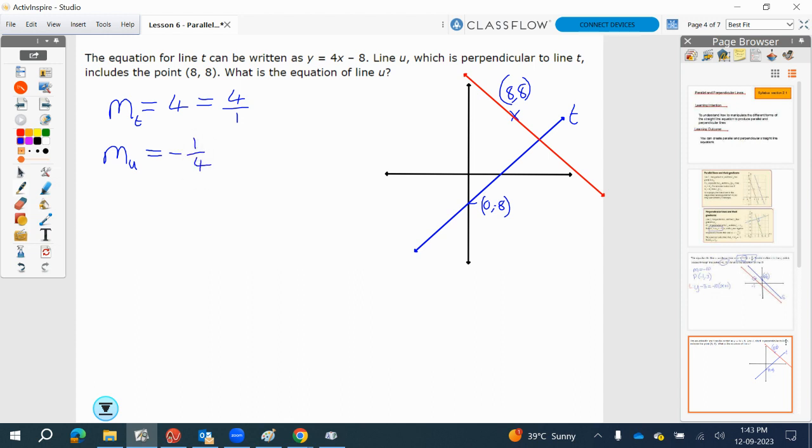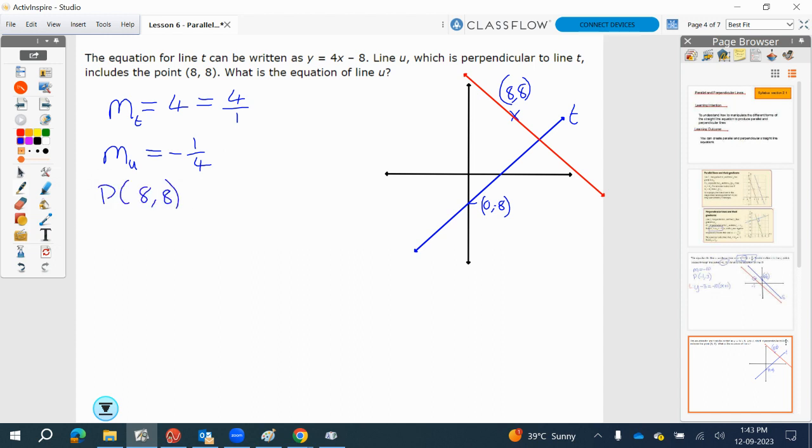You're looking tired. Okay. So you take the gradient and you turn it upside down and change the sign. This will create a perpendicular slope. Do we have a point? Yes, 8, 8. So we have a point P, 8, 8.